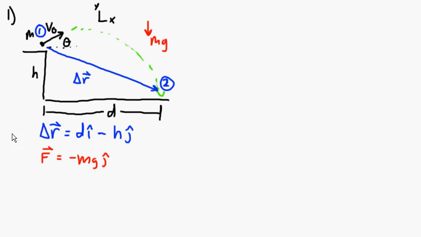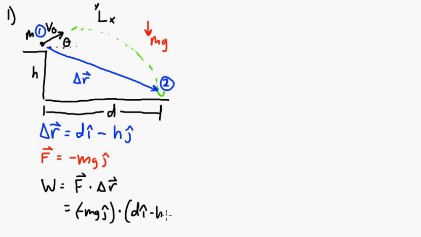Okay, so work done by the snowball's weight is just going to be force dotted with delta r, and that is going to equal negative mg j hat dotted with d i hat minus h j hat. Now we remember the rules of dot products. All the j hat components get multiplied together, and the i hat components get multiplied together, and those are 0. So there's no i hat component to the force. So really, the work is just going to end up equal to mgh. So that is literally the work done on the snowball by its weight.